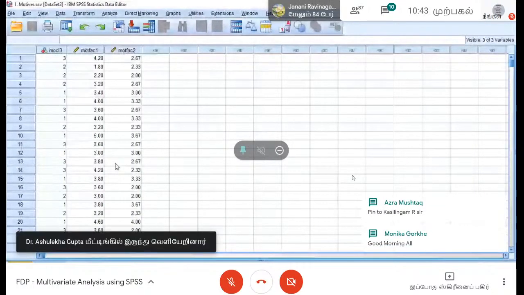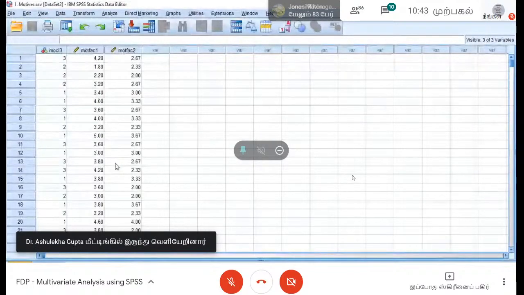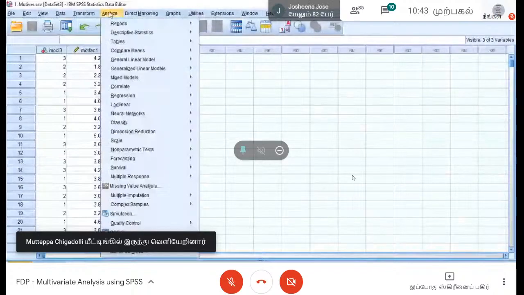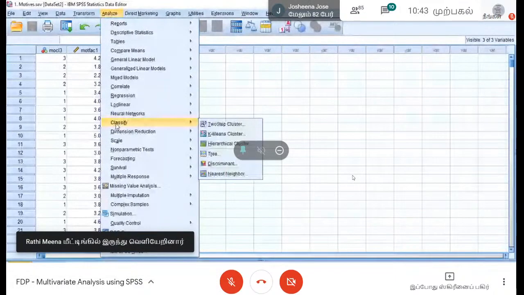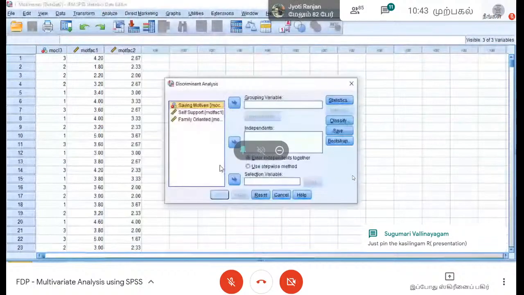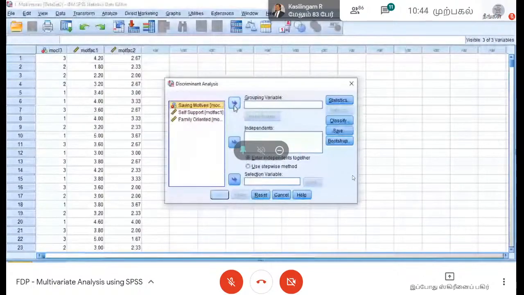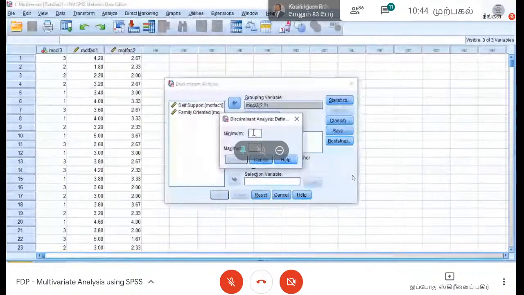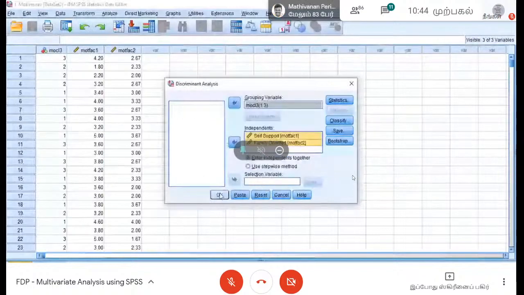Now go to Analyze, Classify, Discriminant. I put the dependent variable, the category. Now define range: I am putting three categories, 1 to 3. Continue. My independent variables are metric, so I am using them first. Now this is the output.